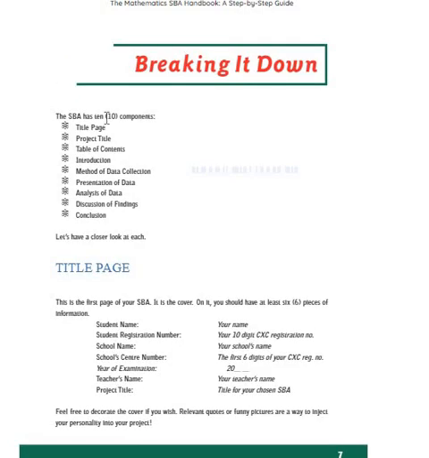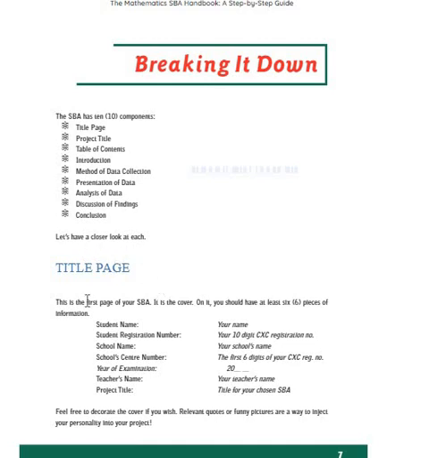Breaking it down. The SBA has 10 components: title page, project title, table of contents, introduction, method of data collection, presentation of data, analysis of data, discussion of findings, and conclusion. Let's have a closer look at each.